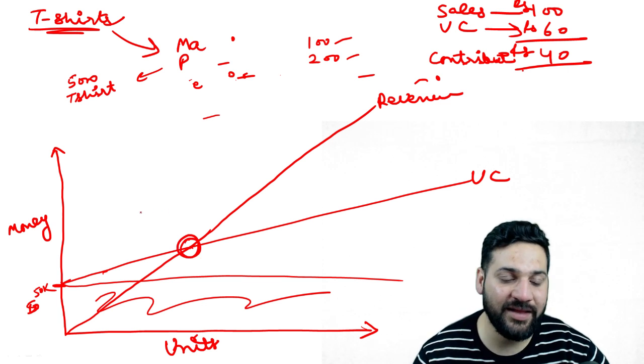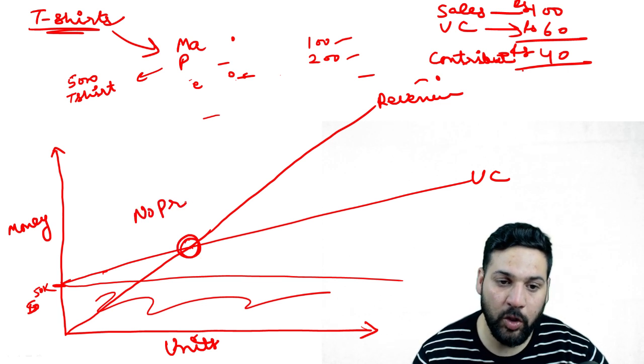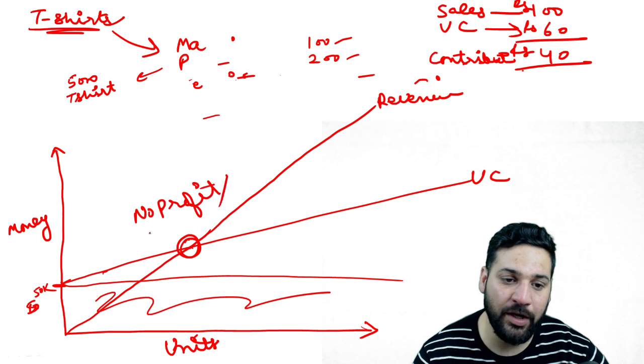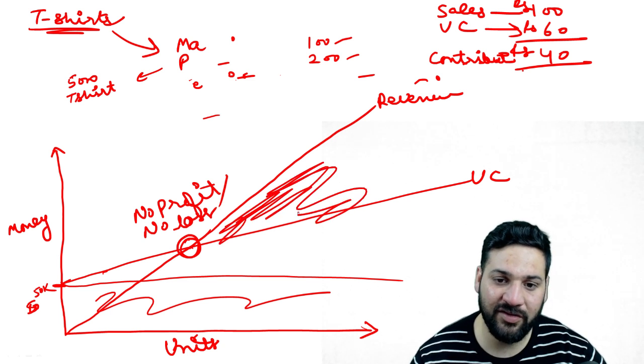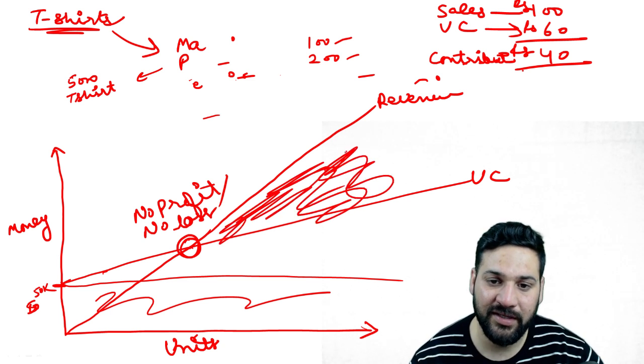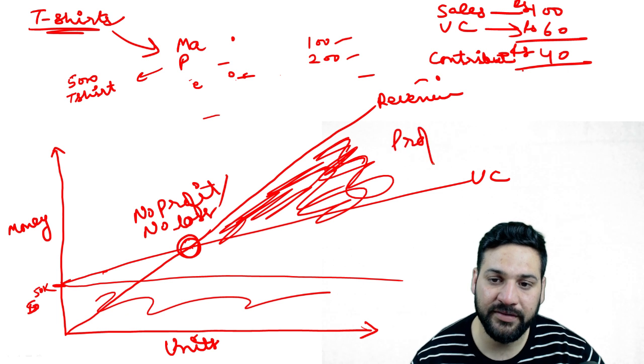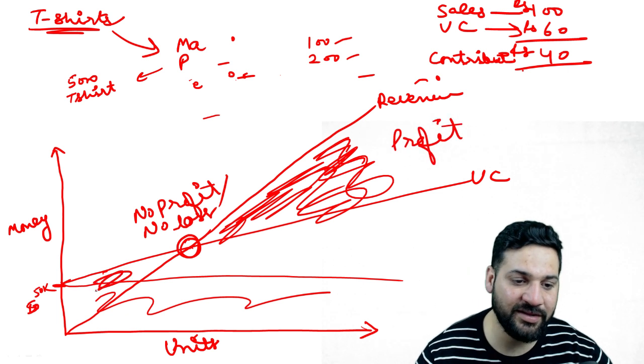Break-even is the point where there is no profit. You are making no profit and no loss. No profit, no loss. And this shaded region, this is your profit. And this shaded region, this is your loss.